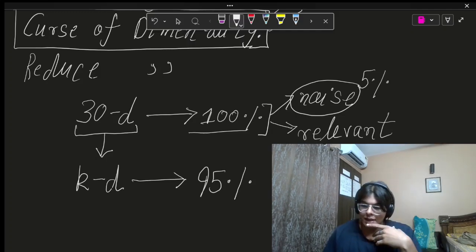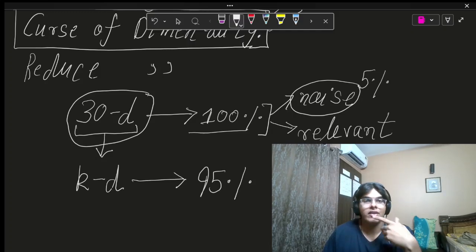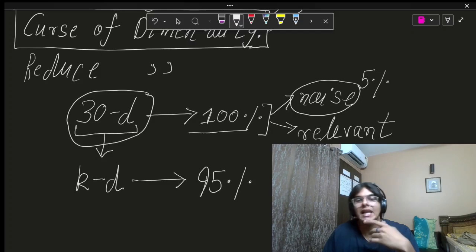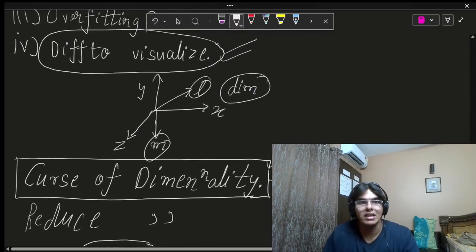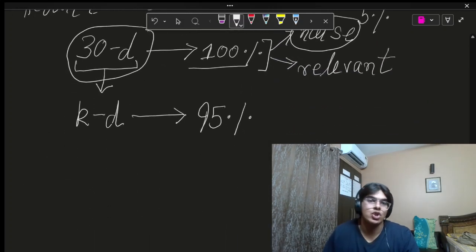Okay, and again, let me go back to our original understanding. 30 dimensions here means nothing but 30 different features. So 30 features are used to represent the breast cancer data set. We don't need 30. We need some number less than 30, and that will also give us highly accurate results without this noise and without all of these disadvantages that we just talked about. That is the intuition here.